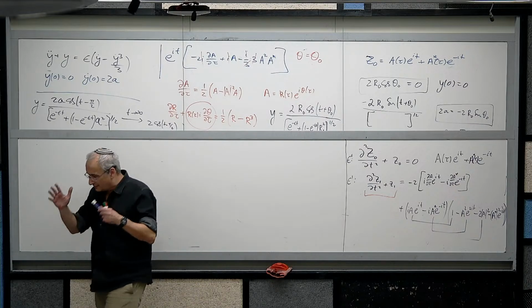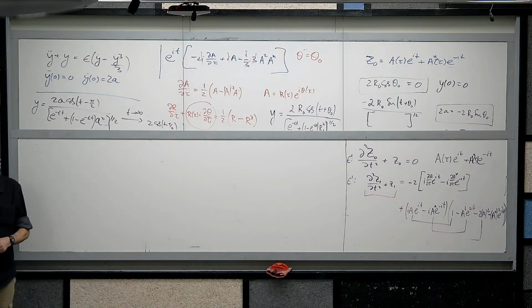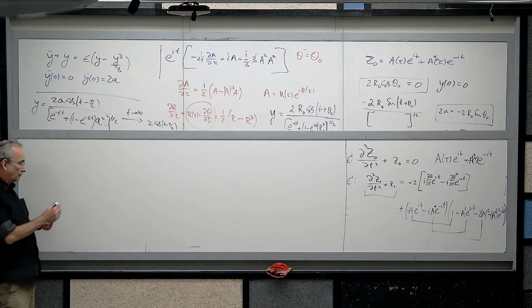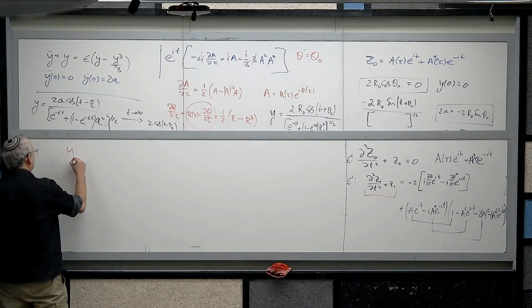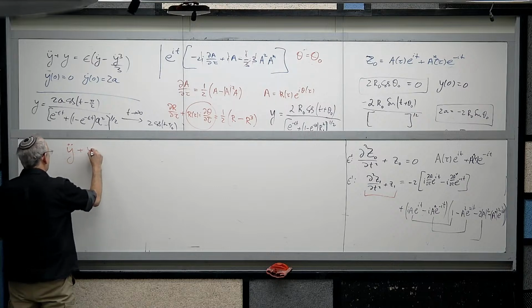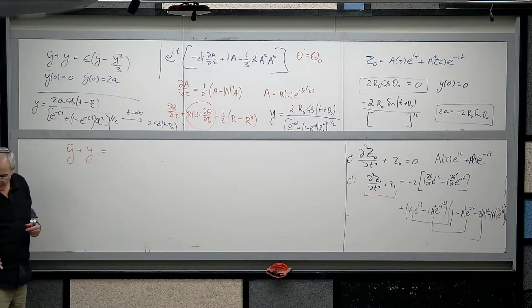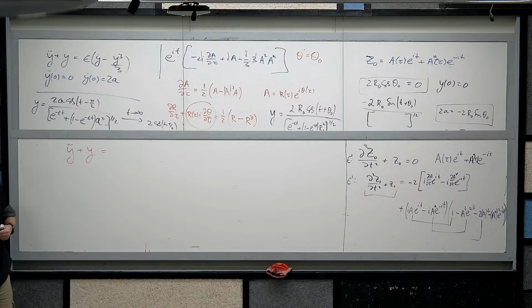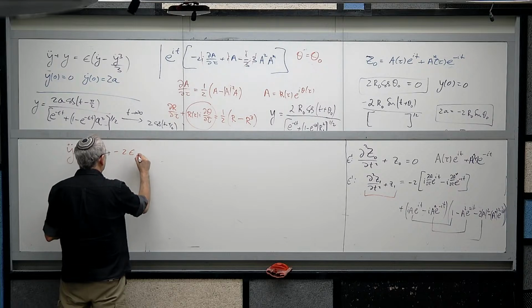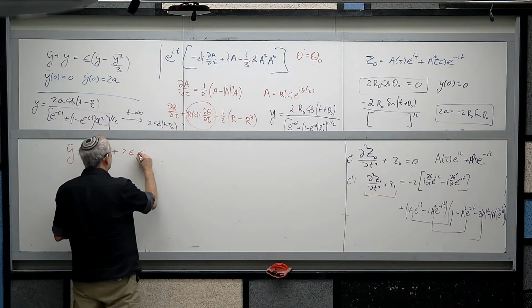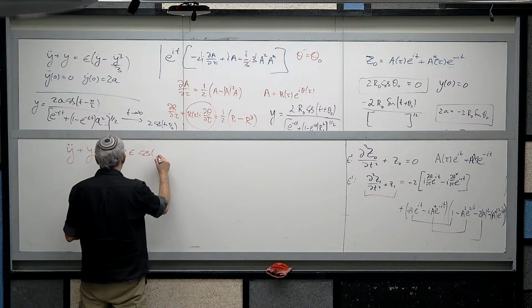Anyhow, so just to conclude, let me mention a problem that I'm not going to solve, but just to remind you, which is the problem of y double dot plus y equal to, say, minus 2 epsilon times cosine of omega t times y.